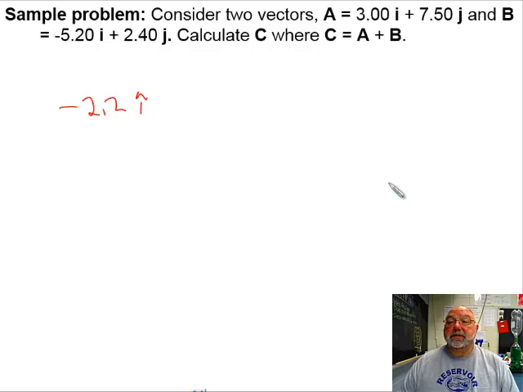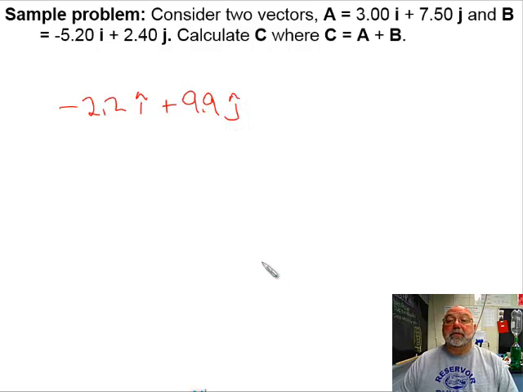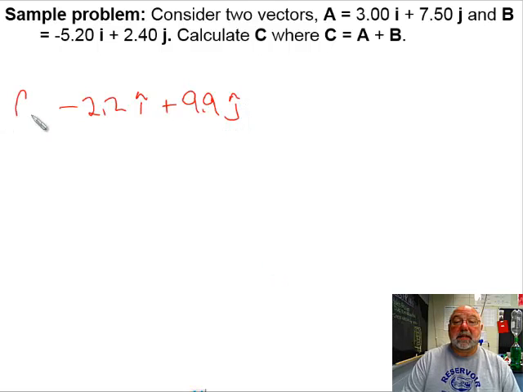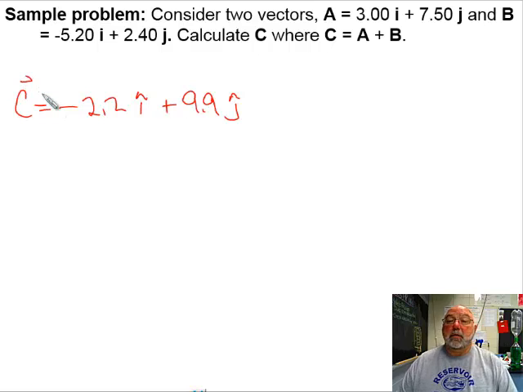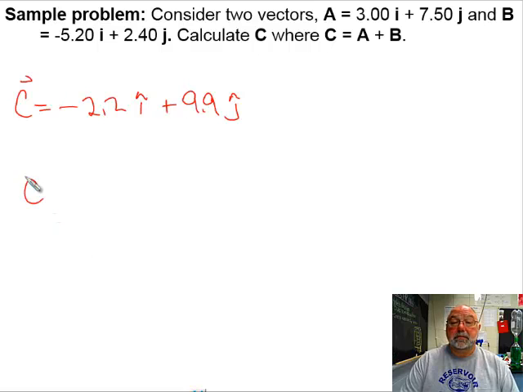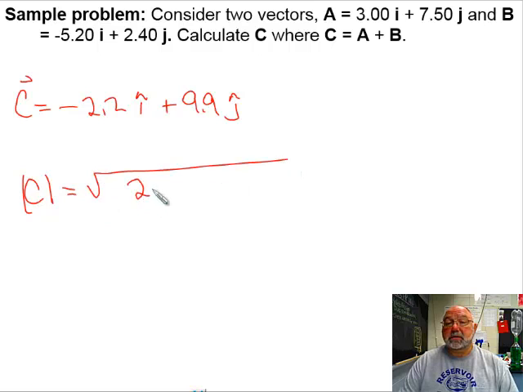And then we do the j's. And it's 7.5j plus 2.4j, and that comes up to 9.9j. Now, that describes the vector. This is vector c. If we wanted to find the magnitude, we would have to use Pythagorean theorem. That would just tell us how long the vector is. And it would be 2.2 squared plus 9.9 squared. That would give us the magnitude.